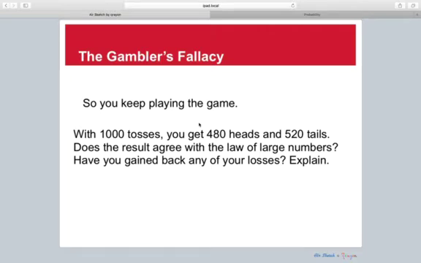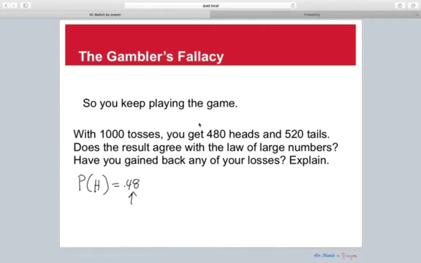So we keep playing the game, and with 1,000 tosses, you get 480 heads and 520 tails. Does that agree with the law of large numbers? Well, now our empirical probability of getting heads has gone from 0.45 to 480 out of 1,000, which is 0.48. So sure, it does agree with the law of large numbers because we are starting to get closer to the true theoretical probability of 0.5.